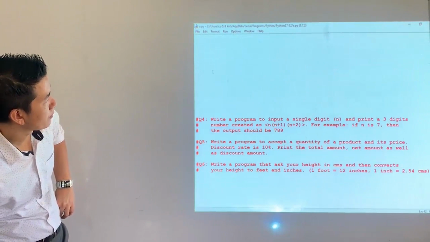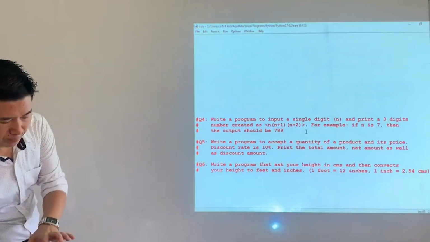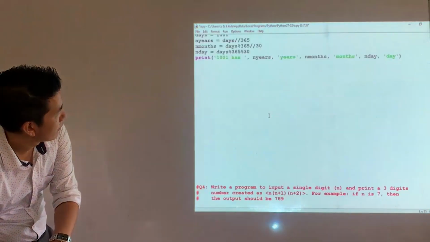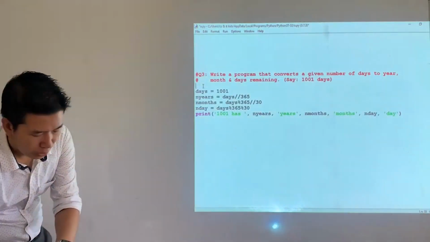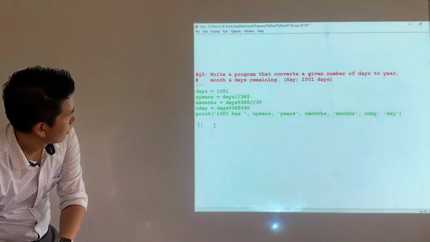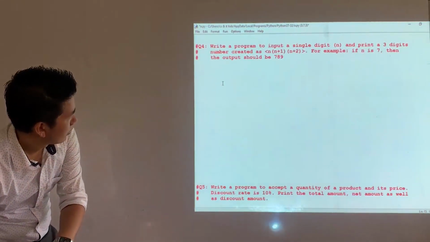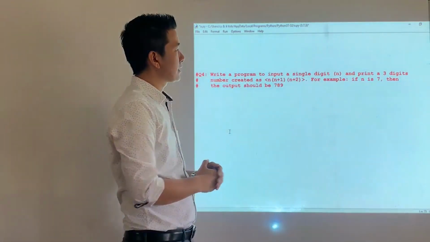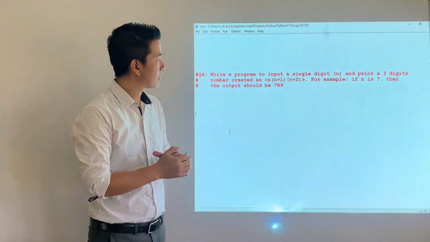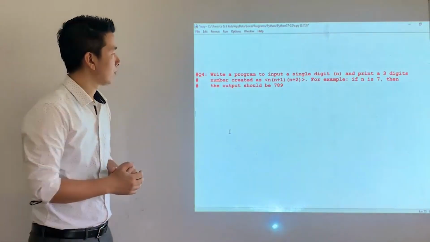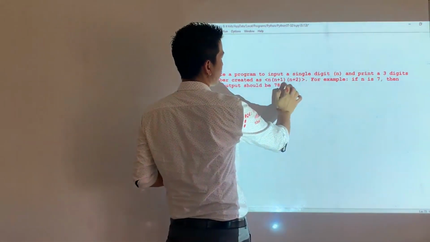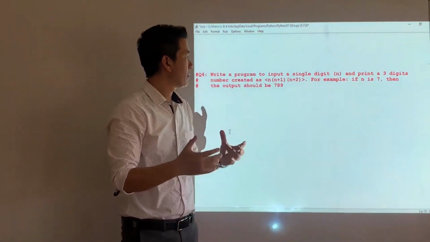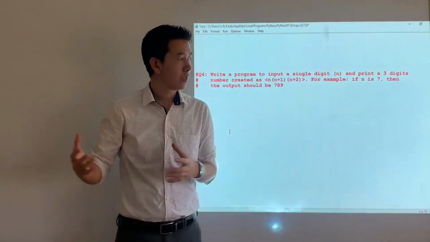Okay, what do we have here? Just pull this up. Okay, again, this is an interesting question. Let's first have this converted to comments, right? Okay, like this. Okay, there you go. Write a program to input a single digit n and print a three-digit number, created as n, n plus 1, n plus 2. For example, if the value of n is 7, then the output should be 7, 8, 9.